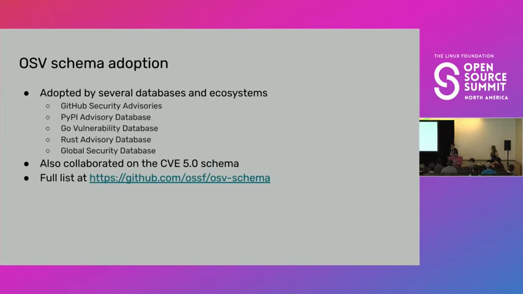Now, what about adoption? We've actually made some pretty good progress here. Kate here from GitHub has helped get the GitHub security advisory database using the OSV format. And there are several other open source ecosystems such as PyPI, Go, Rust, and the Global Security Database has started using OSV as well. And one other thing we did was collaborate with the people behind the CVE 5.0 schema, where we successfully suggested a number of changes to help improve the way packages and versions are specified in the schema. And in the future, this will allow better interoperability between the two different schemas.